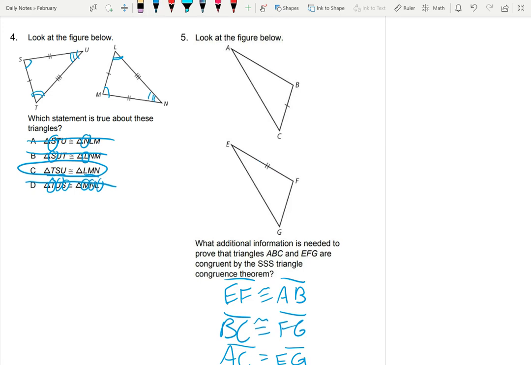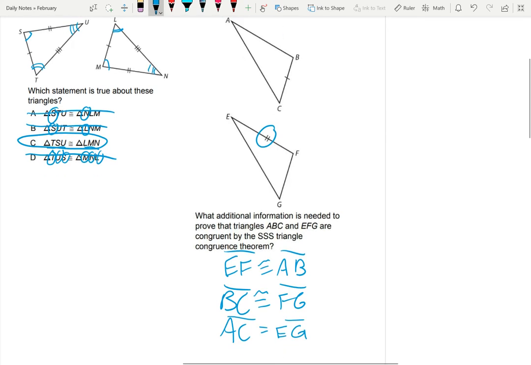I guess to indicate that it's not saying for sure that this side is the same length as that one, which is why I emphasized it down here. I labeled it anyway, just in case. EF is congruent with AB, because even though AB doesn't have that double tick mark, it should still be, if we're trying to prove by side, those 2 sides should match.